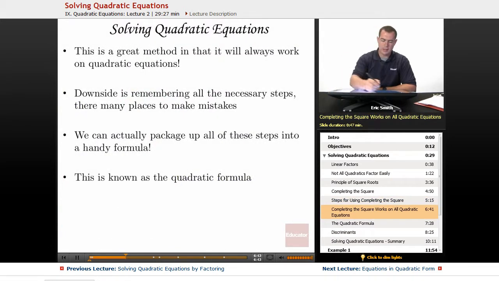Now the reason why I like completing the square so much is because it will work on any quadratic equation. We don't have to worry if it's a special form or if it's easily factorable. We can actually just use completing the square and it will work.